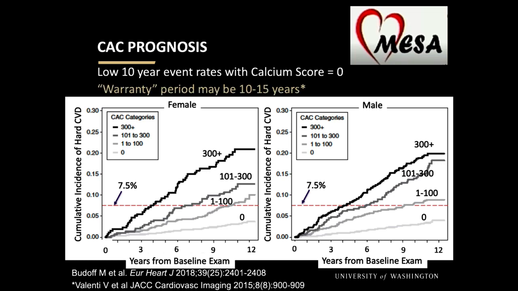And there's been other observational data looking at a 0 calcium score. And in those individuals, the annual event rate is well below 1%, and that can be out to 15 years. So it's sort of given way to this idea of a warranty period of a low cardiovascular event out to 10 years and potentially even 15 years with a 0 calcium score.